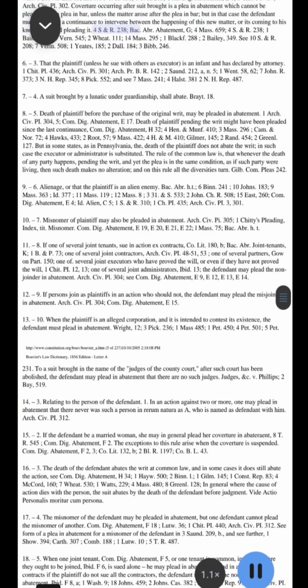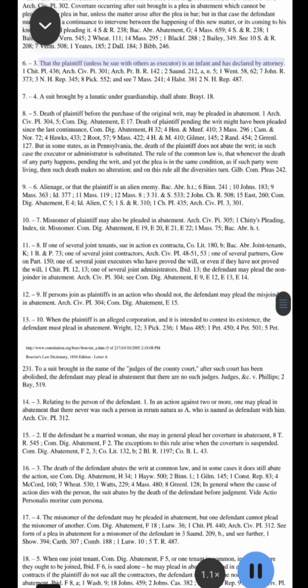4 S. & R. 238, Bac. Abr. Abatement, G. 4 Mass. 659, 4 S. & R. 238, 1 Bailey 369, 4 Vern. 545, 2 Wheat. 111, 14 Mass. 295, 1 Blackf. 288, 2 Bailey 349, Cr. 10 S. & R. 208, 7 Verm. 508, 1 Yates 185, 2 Dall. 184, 3 Bibb 246.